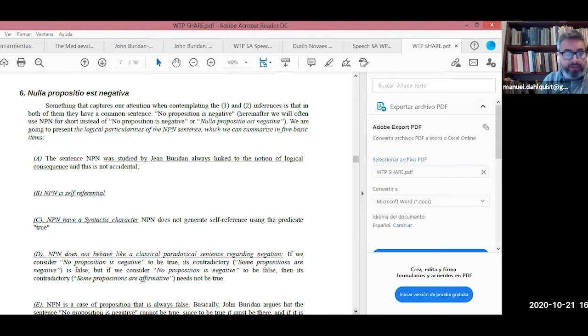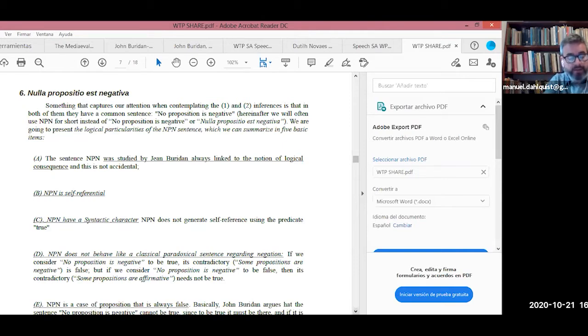For time reasons, I just mention them. A. The sentence Nulla propositio est negativa was studied by Jean Buridan, always linked to the notion of logical consequence. B. NPN is self-referential. C. NPN has a syntactic character. In this sense, NPN does not generate self-reference using the predicate truth or other semantic predicates.